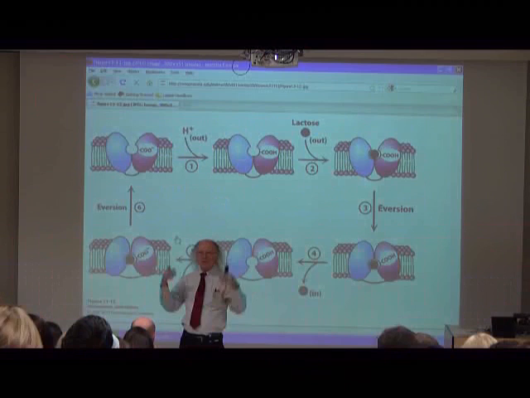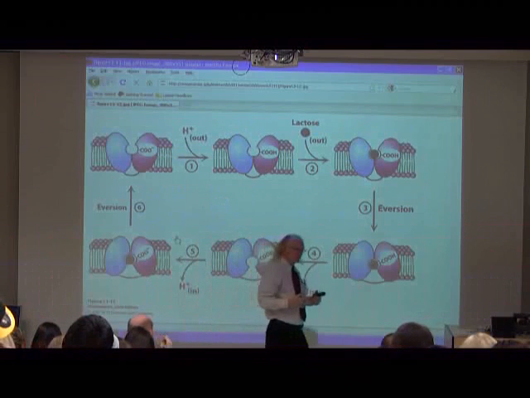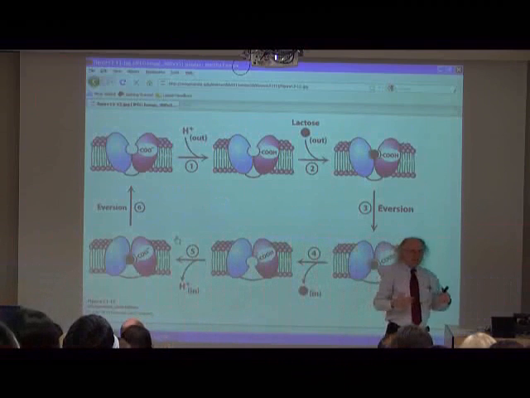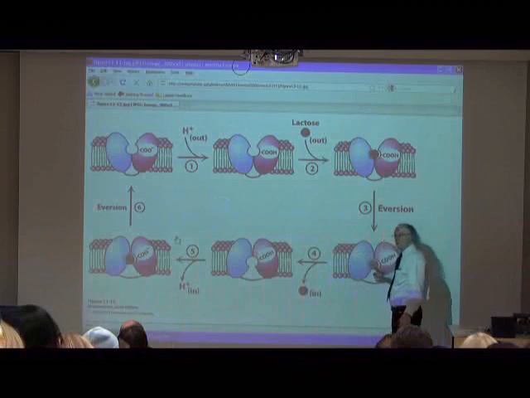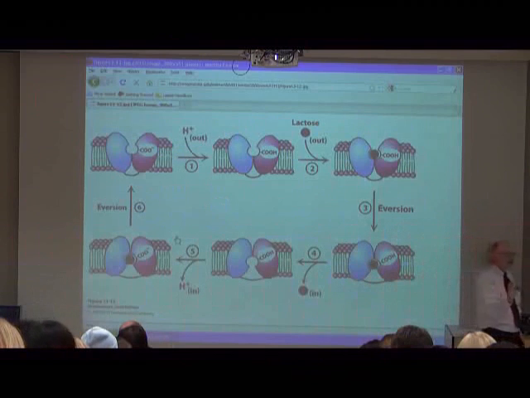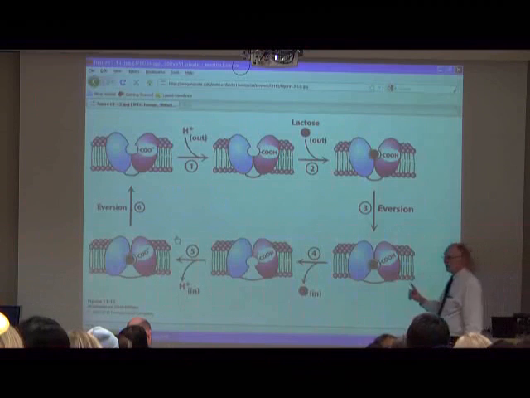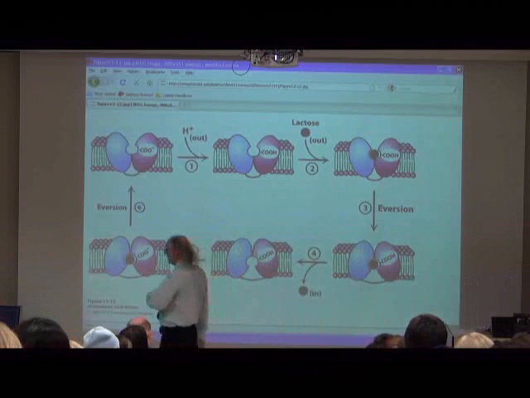Now, this is confusing because the protons are essentially diffusing. However, what they're doing is carrying with them lactose. Okay? So in this case, we actually see some diffusion that's happening, but it's carrying something with it that is going against the concentration gradient. That's why I gave you that very careful definition to start with. It's active transport if at least one molecule is being moved against the concentration gradient. So in this case, diffusion is actually helping the cell to bring in something that doesn't want to come in.